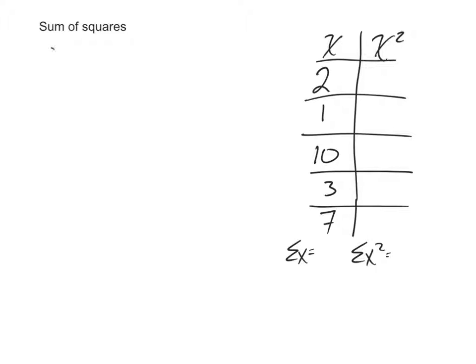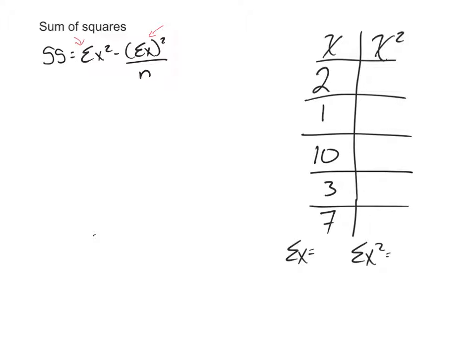Okay, so the equation for sum of squares is SS equals sum of x squared minus sum of x, squared, divided by n. Take note that this sum of x squared is different than this sum of x squared.